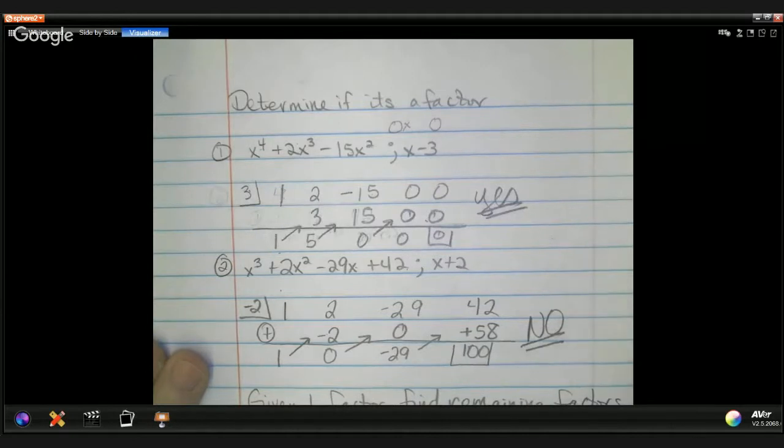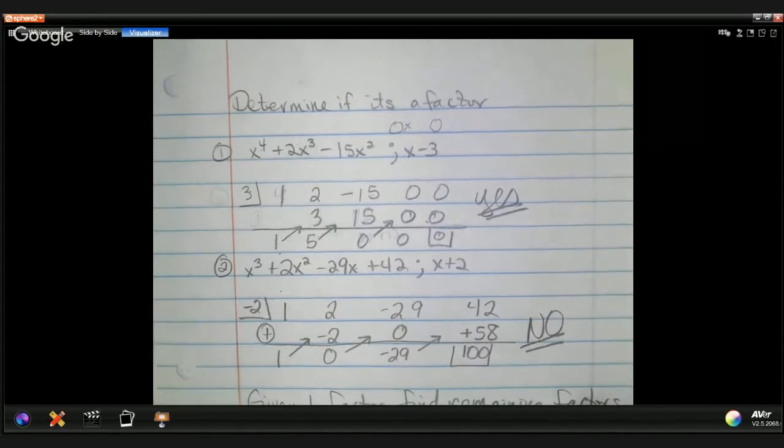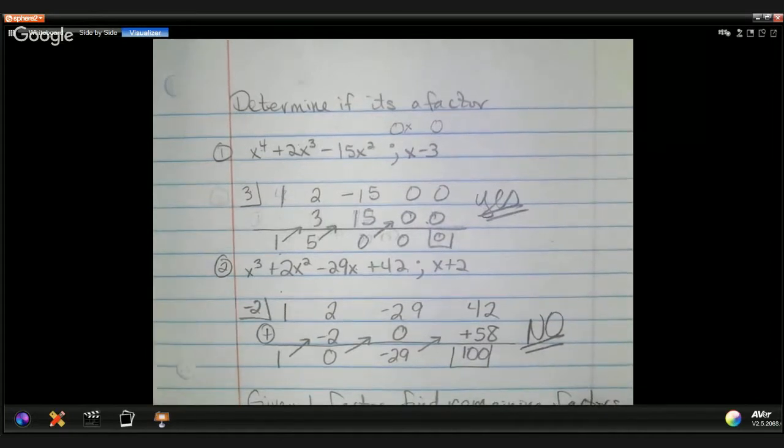So again, when you're determining if something's a factor, you use synthetic division. And if you get a remainder, it's not a factor.